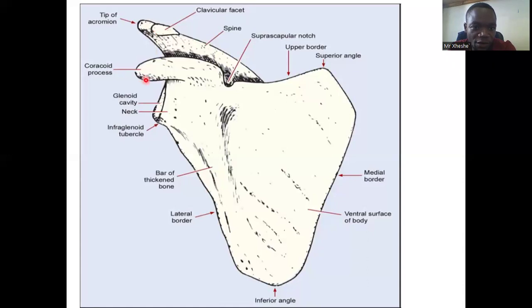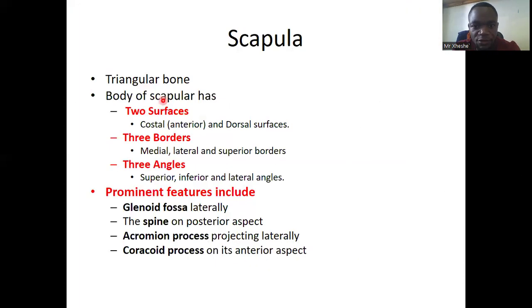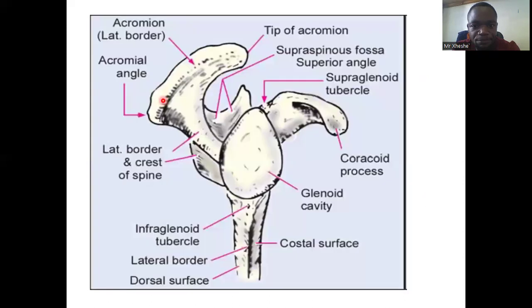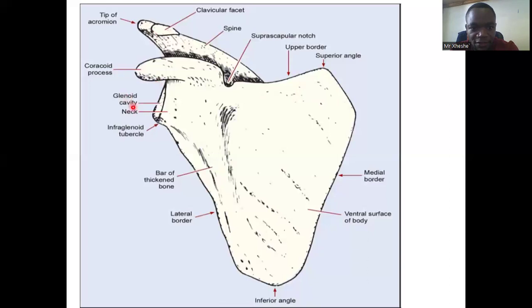Immediately inferior to the coracoid process is a small depression there. I want us to look at this depression clearly. We call it the glenoid cavity or glenoid fossa. This one here. So we have turned the bone. We are looking at this cavity here. That cavity there.